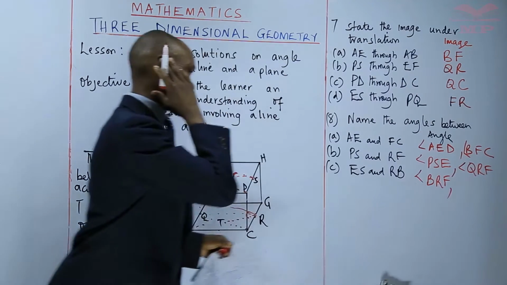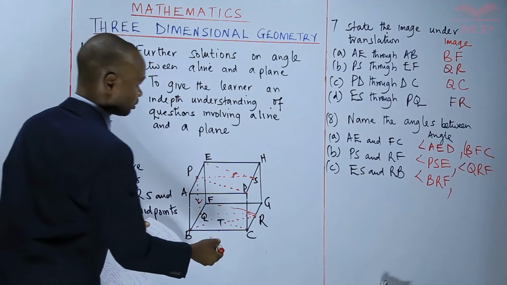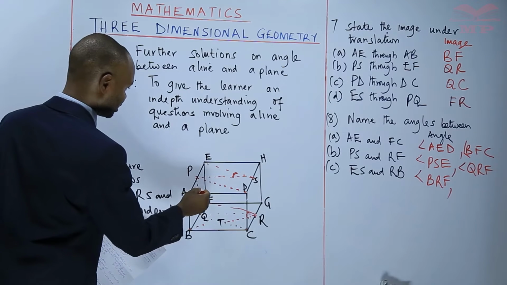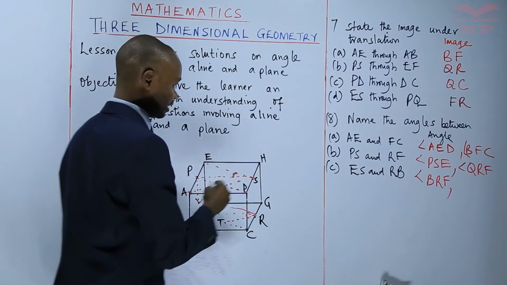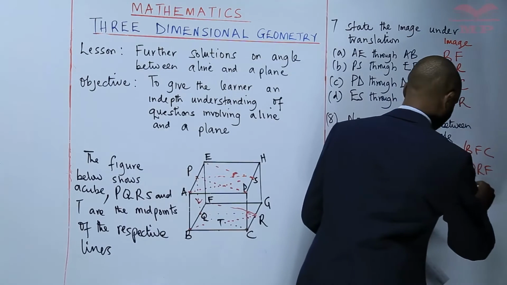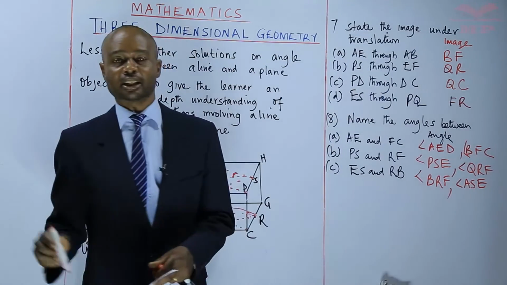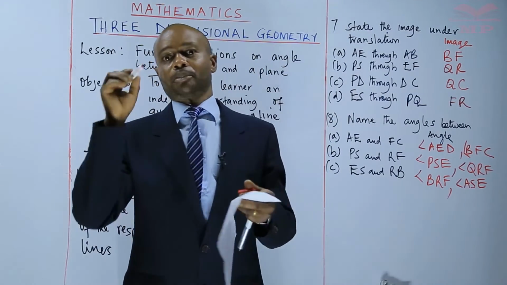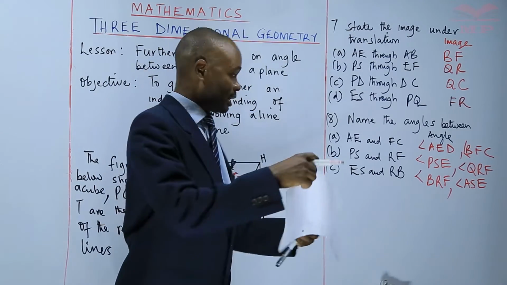Note that carefully. That is where I translated to the bottom, but I can now translate RB to the top. If I translate RB to the top, I'll end up with the angle ASE. Note that, learner, and what is happening: you translate one of the lines to the plane belonging to the other line to get the respective angle.